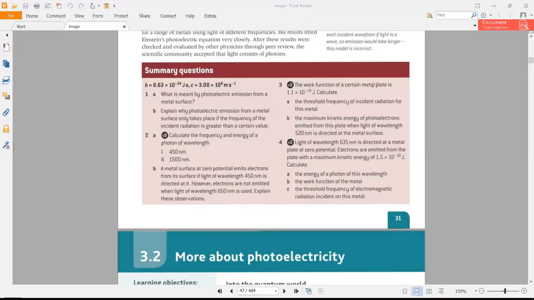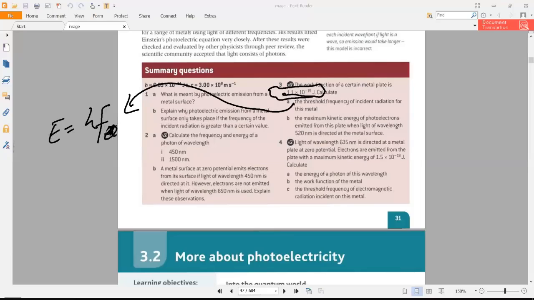Work function of a certain metal plate is given to you. We need to find the threshold frequency of incident radiation for this metal, and the maximum kinetic energy of photoelectron emitted from this plate when light of a given wavelength is directed at the metal surface. Threshold energy is given to you. This is the work function, not the incident light, so that will be your threshold frequency. If it is the incident light energy, then that will be your simple frequency, not the threshold frequency.